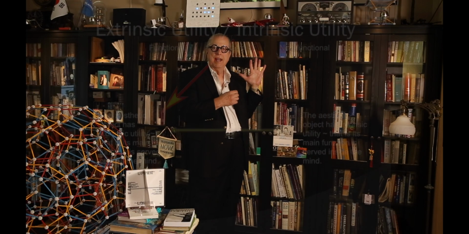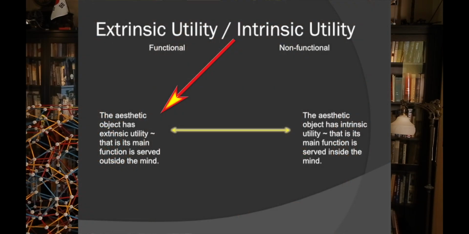Let's look at north and south right now. So on the south end, we have utility, extrinsic function. We have on the north end, intrinsic function, non-utility. It happens in the mind. So the extrinsic function would be like a wrench, a screwdriver, a light bulb, an automobile with utility. And at the north end, we have like an abstract expressionist painting, a spiritual poem, something like that. So we have a gradient there.